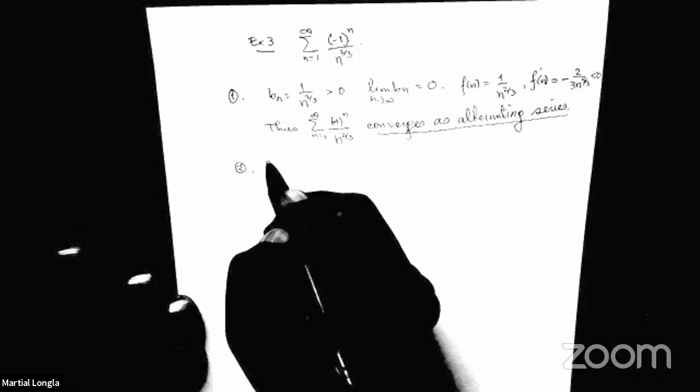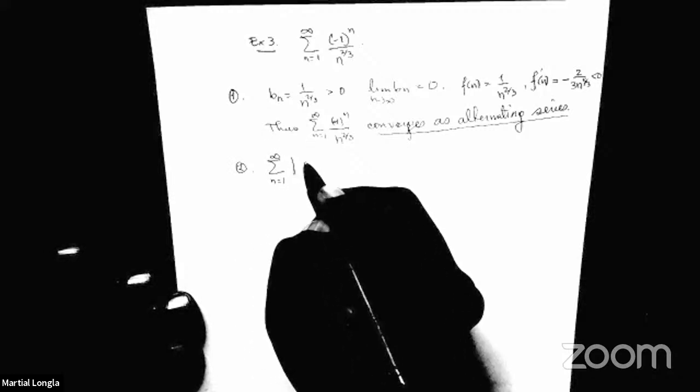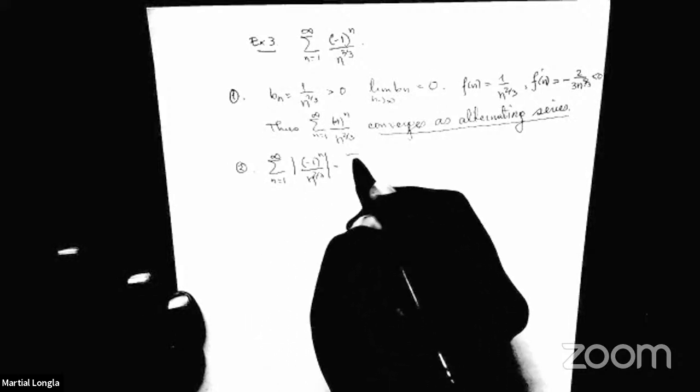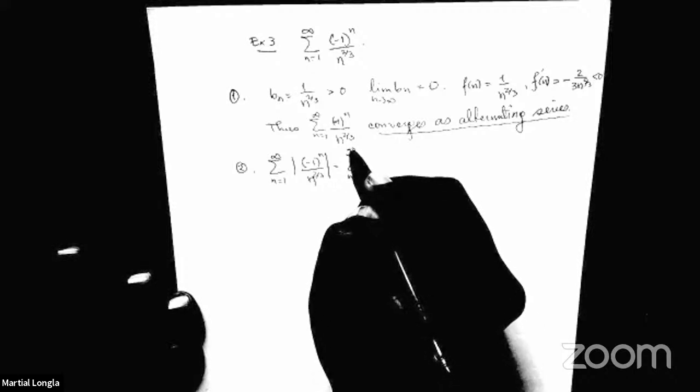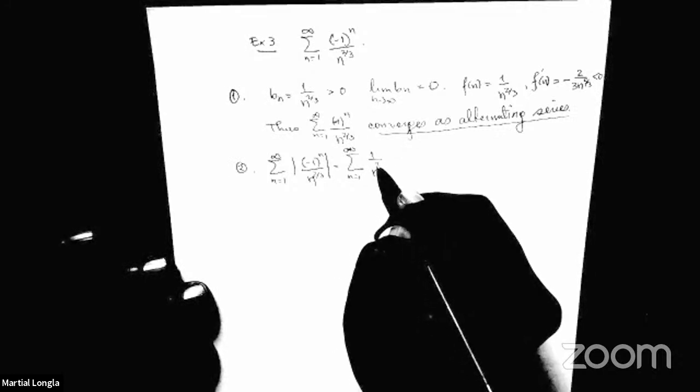Now, the second part is looking for absolute convergence. Good. So sum n from 1 to infinity, absolute value of -1 to the n over n to the 2/3. That's correct. And you get sum of 1 over n to the 2/3. That's correct. And how do you decide on this one? I said this one converged because it was a p series that was less than 1. When p is less than 1, how do we conclude for p series? That it diverges. Diverges. That's right.